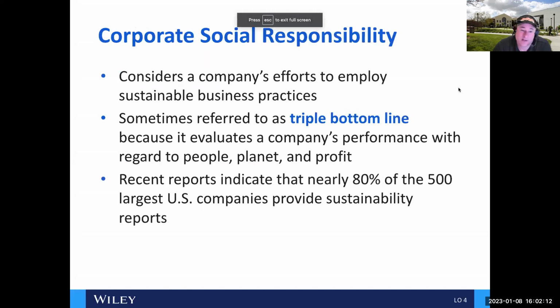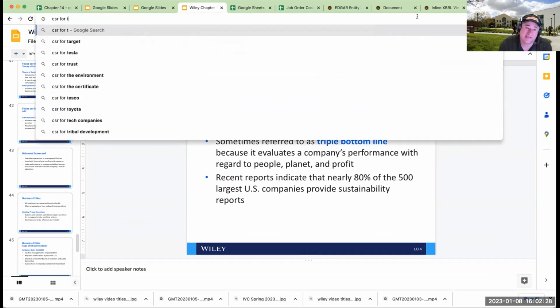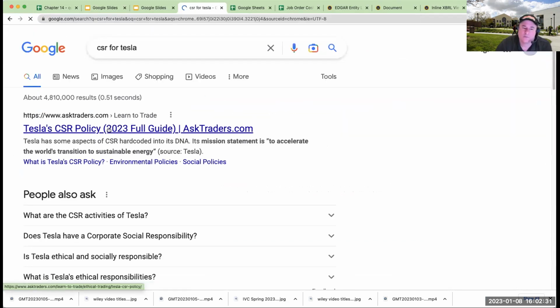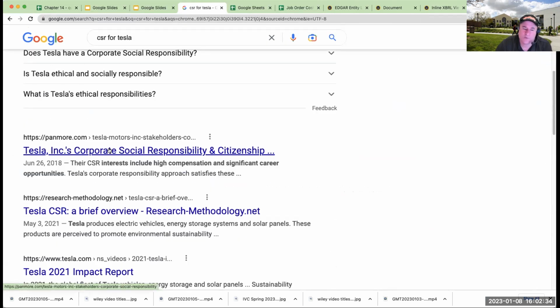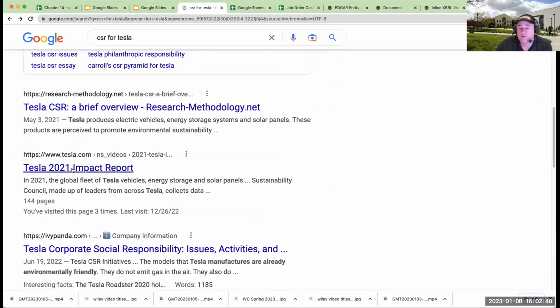So again, corporate social responsibility. There are a lot of different sustainability reports, and let's look at the CSR for Tesla. If we look at corporate social responsibility and citizenship, this is their impact report, which is essentially the same thing. There's not a set of defined standards yet. It's still kind of out there, but it is getting to a place where there are going to be more rules and regulations about it.